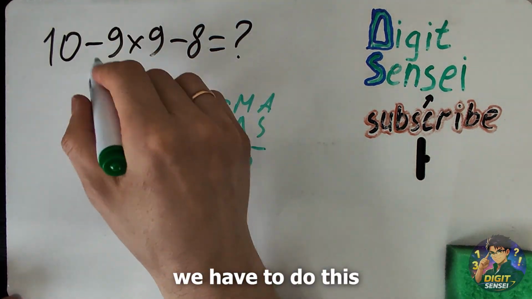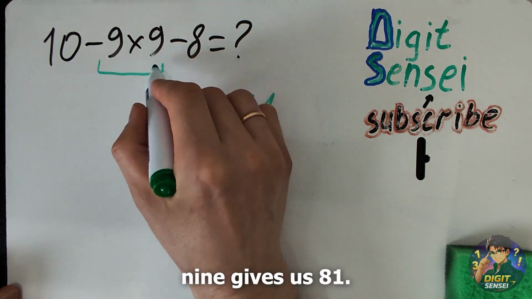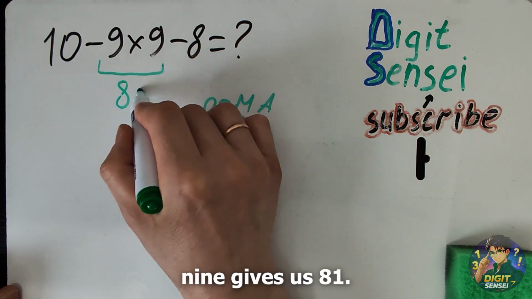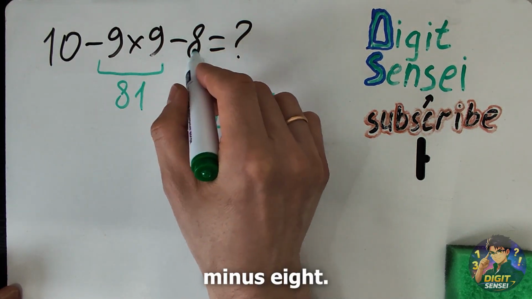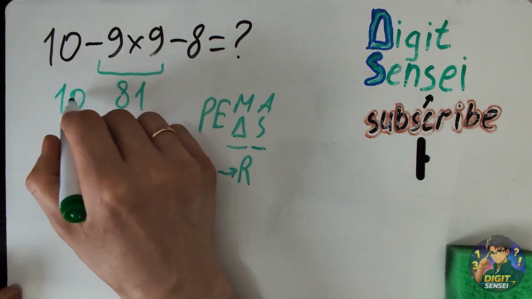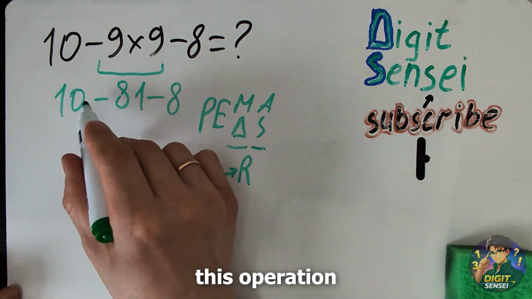So first we have to do this multiplication. 9 times 9 gives us 81. So we have 10 minus 81 minus 8. Now we have to do this subtraction.